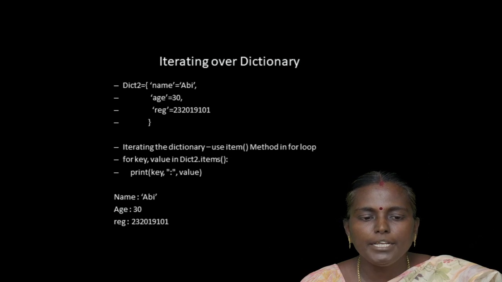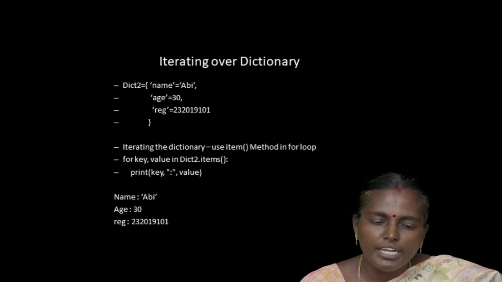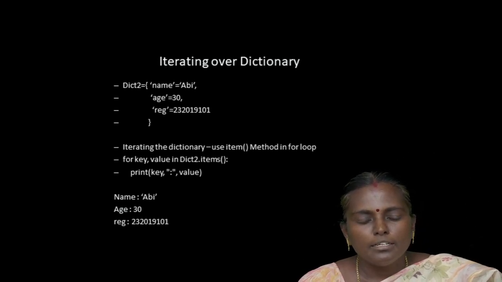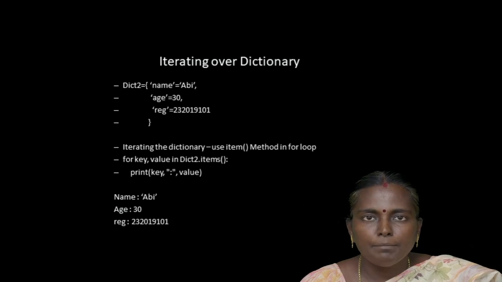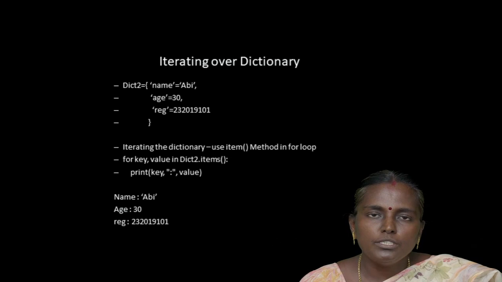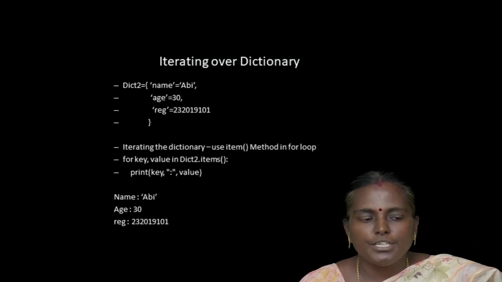For example, in the above dictionary, again I have given name, age, and register number. If I am using dict2 dot items, this will fetch my first key value pair, which is name equal to Abhi. This name gets stored in the key variable and Abhi gets stored in the value variable. Again I have used a print statement below, where it is going to print my key colon value. So this simple for loop will help you to iterate through your dictionaries.